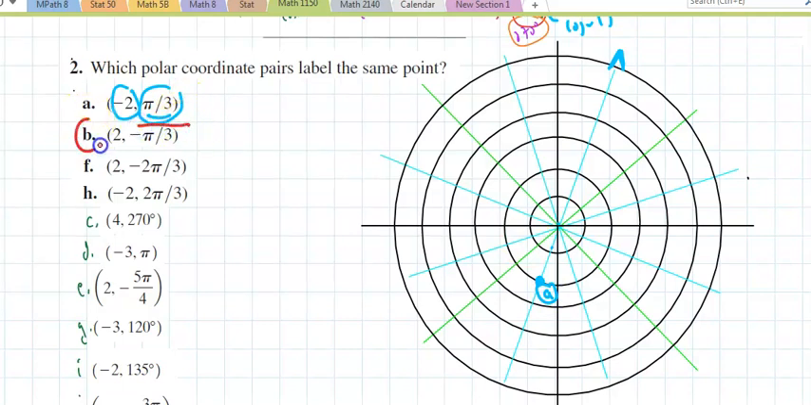On B, you're going to rotate instead of positive to negative 60 degrees. You are already pointing in this direction. If r is positive, you're in that quadrant. If r is negative, you go in reverse or switch the flashlight. So, I'm already pointing in this direction. Since r is positive, I move 2 units in that direction. And here I am. And that will be part B.